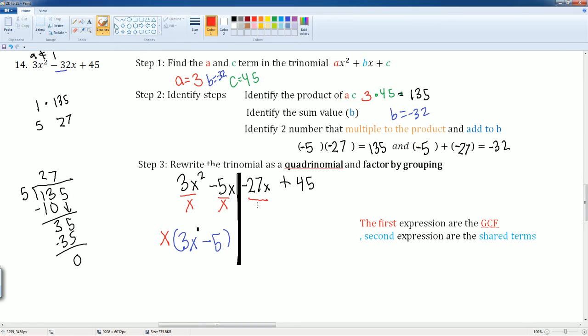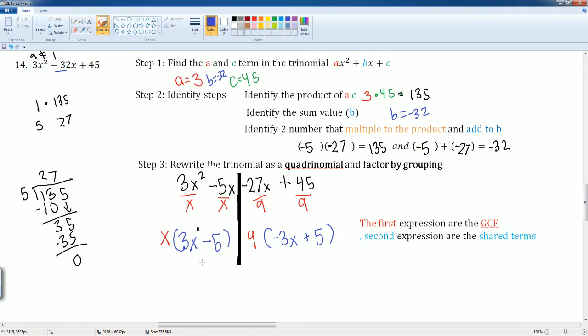Let's try 3. 27 divided by 3 does get you 9, leaving you 9x. 45 divided by 3 gets you 15. It looks like we can still pull out a bigger number. Let's go up. 6, no, 6 couldn't go into 27. What about 9? Let's pull out a 9 here. If we pull out a 9, this leaves you with negative 3x and a positive 5.